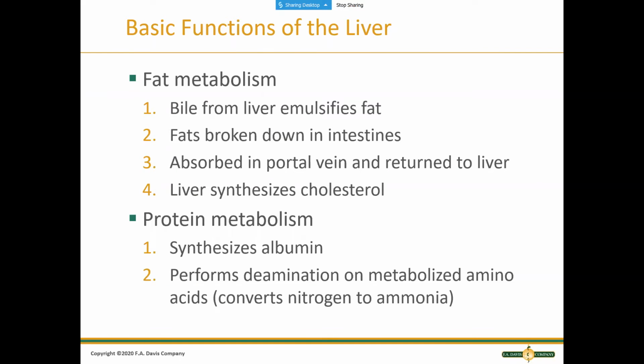Some of the basic functions of the liver: fat metabolism. The liver is very important for breaking down fat. The liver creates cholesterol. Cholesterol has a bad rap. We're always talking about, oh, got to get that cholesterol down. But cholesterol is vitally important for tons of processes in your body, including your brain cell functioning. They're made up of fatty acids.